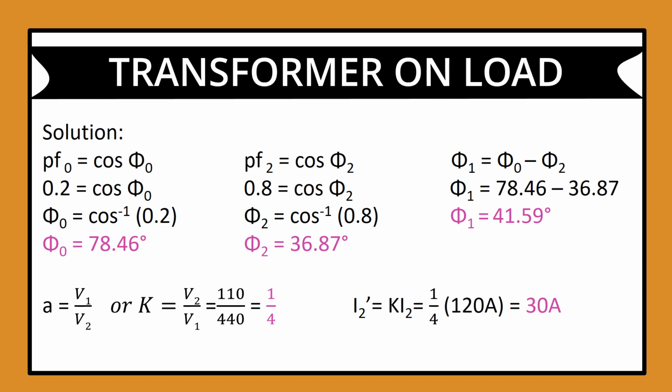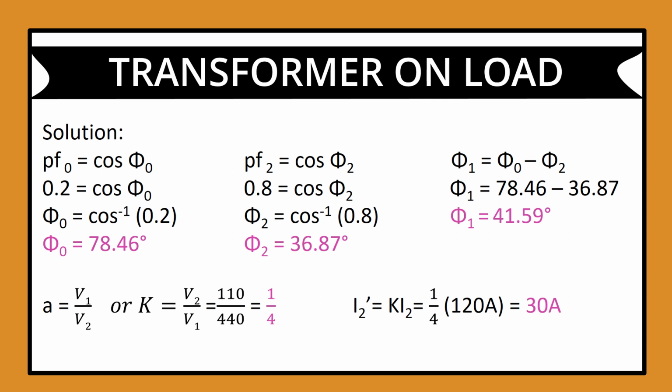We all know that power factor is equal to cosine phi, and in our problem, we are provided the value of power factor at no load. The value of power factor at no load is equal to 0.2. So therefore, power factor at no load, which is equal to 0.2, is equal to cosine phi sub 0. And phi sub 0 is equal to inverse cosine of 0.2, which is equal to 78.46 degrees.